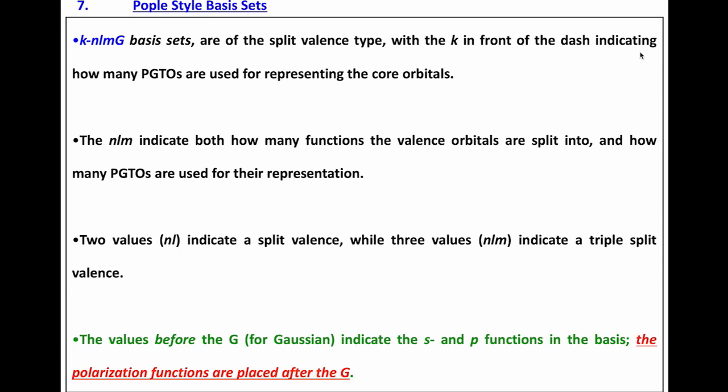with K in front of the dash indicating how many primitive Gaussian type orbitals are used for representing core orbitals. NLM indicate both how many functions the valence orbitals are split into and how many primitive Gaussian type orbitals are used for representation. Two values NL indicate split valence, while 3 values NLM indicate triple split valence. The values before G indicate S and P functions in the basis. The polarization functions are placed after G.